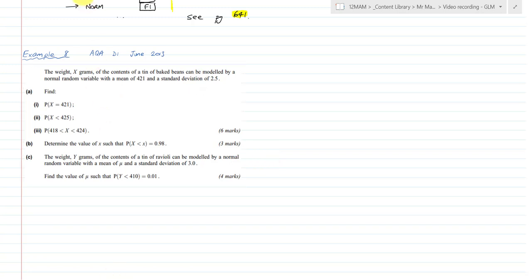Example 8 is from AQA, which is an English exam board. It's their D1 Decision Maths, and it's from June 2013. The weight, X grams of the contents of a tin of baked beans, can be modelled by a normal random variable with a mean of 421 and a standard deviation of 2.5.